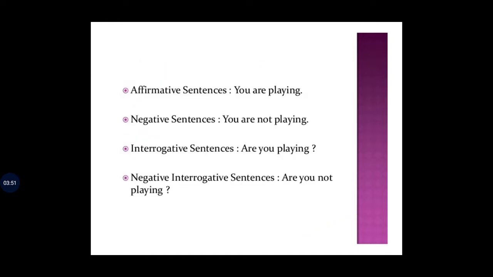Then here see the four types of sentences, how to frame in present continuous form. Affirmative sentence. You are playing cricket. Negative sentences. You are not playing cricket. Interrogative sentences. Are you playing cricket? Interrogative negative form. Aren't you playing cricket? That is the short form contraction method that you can apply. Otherwise you can say, are you not playing cricket?